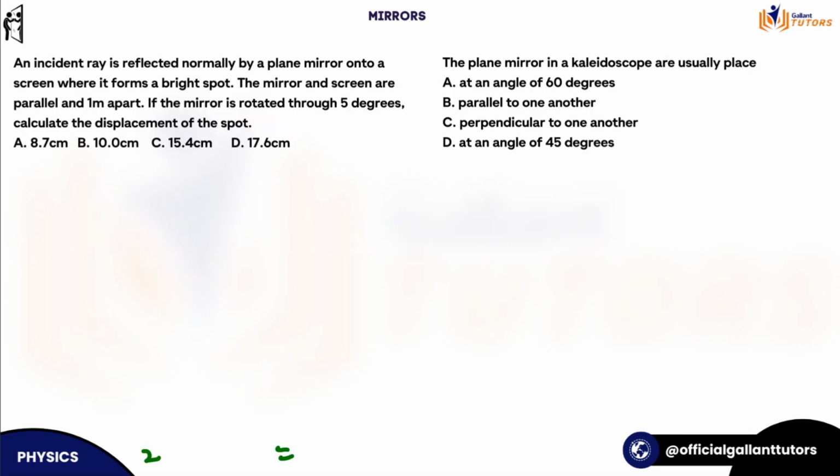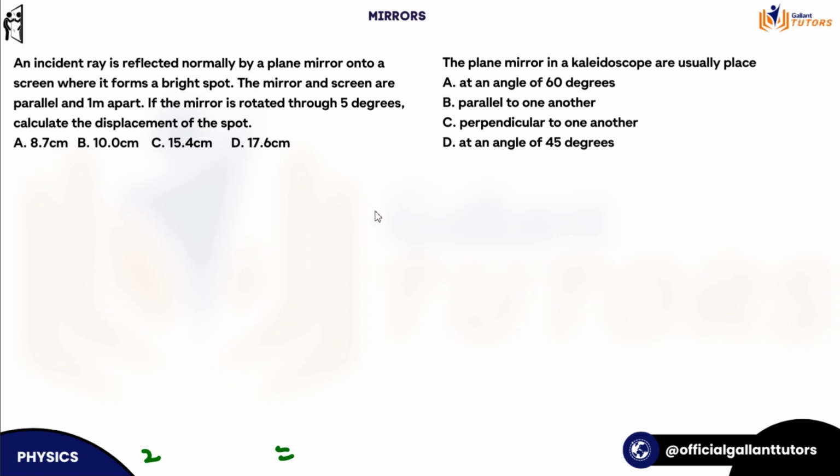All right. Let's go to the next question. An incident ray is reflected normally by a plane mirror onto a screen where it forms a bright spot. The mirror and screen are parallel and 1 meter apart. If the mirror is rotated through 5 degrees, calculate the displacement of the spot.